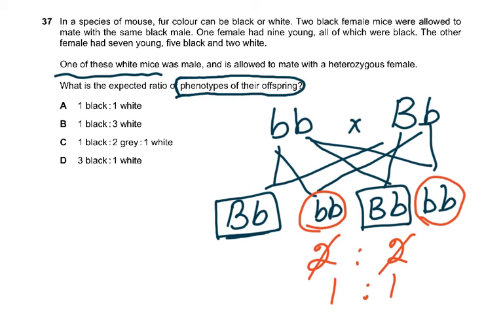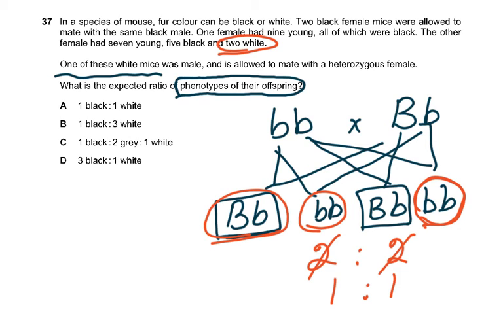So it says, what is the expected ratio of phenotypes? So one black and one white. It is not these two white we are talking about. We are talking about what will be the ratio amongst these offspring. Even if there are 10, there will be 5 black, 5 white. So 1:1 will be the black and white ratio. This is what they are expecting you to answer.